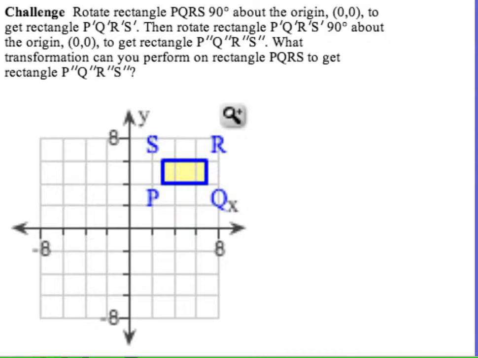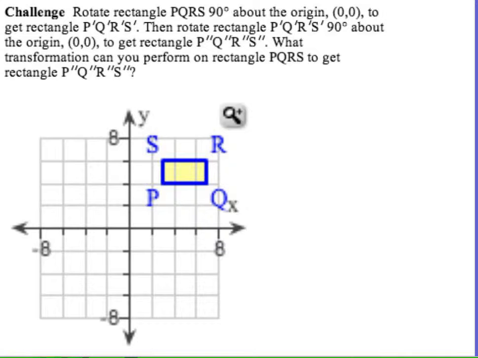Rotate rectangle PQRS 90 degrees about the origin 0, 0 to get rectangle P prime, Q prime, R prime, S prime. Then rotate rectangle P prime, Q prime, R prime, S prime 90 degrees about the origin 0, 0 to get rectangle P double prime, Q double prime, R double prime, S double prime. What transformation can you perform on rectangle PQRS to get rectangle P double prime, Q double prime, R double prime, S double prime?